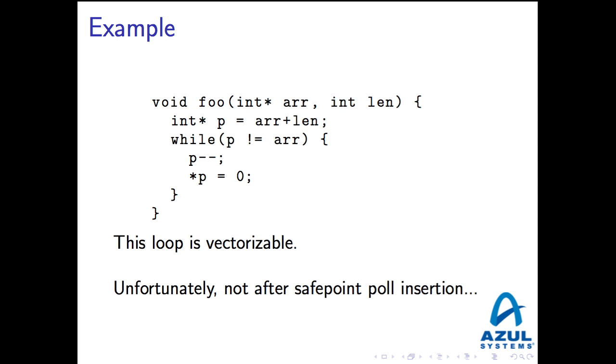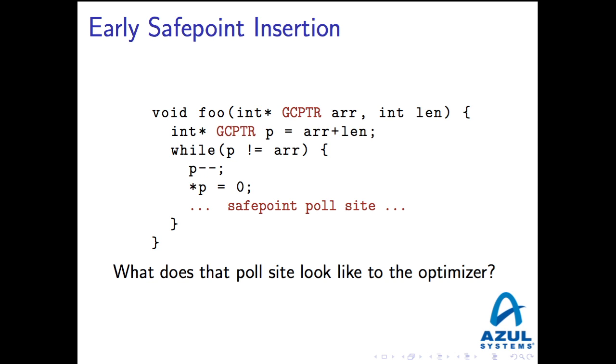All this loop is doing is walking backwards through an array, simply initializing the array with 0. With the naive C code here, if you run this through LLVM today, this is nicely vectorized and everything works. Unfortunately, that's not going to be the case if we do naive safe point insertion. If we tag these pointers as being GC pointers, pointing to a GC object, and we insert a poll site here, we have some complications that are going to inhibit the optimizer.